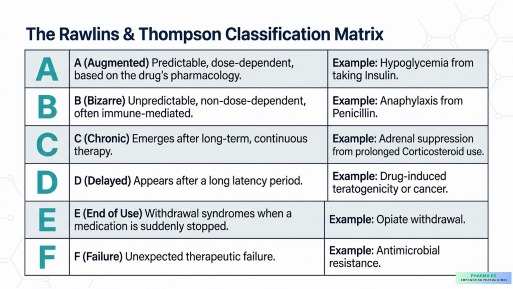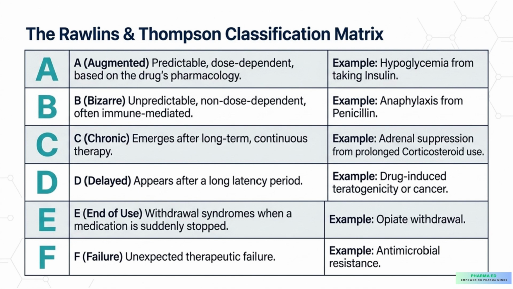Let's completely master the Rawlins and Thompson classification. Seriously, just use this simple ABC memory trick and it'll save you on your MCQs. Type A is augmented. It's predictable and dose-dependent based on the drug's pharmacology, like hypoglycemia from taking insulin. Simple, right? Type B is bizarre, totally unpredictable, not dose-dependent, and often immune-mediated. Think anaphylaxis from penicillin. And Type C is for chronic use. These are issues that emerge after long-term therapy, such as adrenal suppression from being on corticosteroids for way too long.